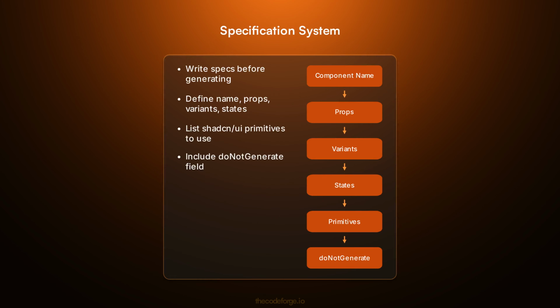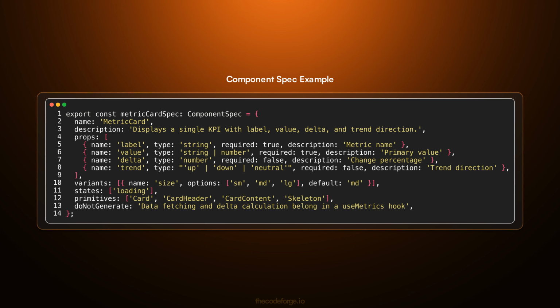Here's an example spec for a metric card component. It defines 3 props, 1 variant, a loading state, and the shadcn primitives to use. The do not generate field tells the AI to avoid embedding data fetching logic.